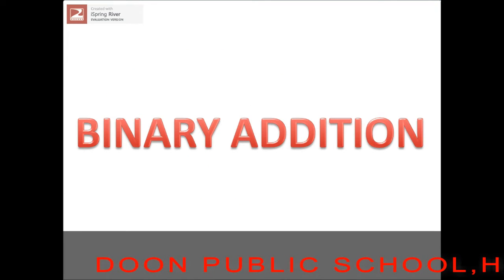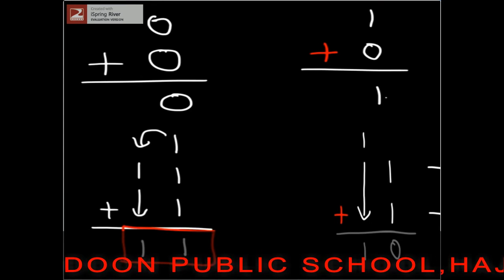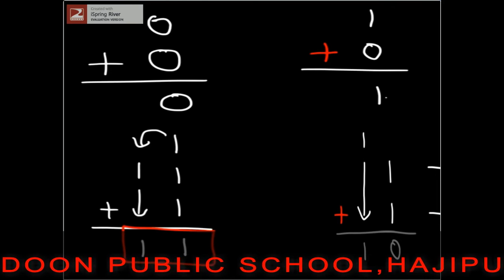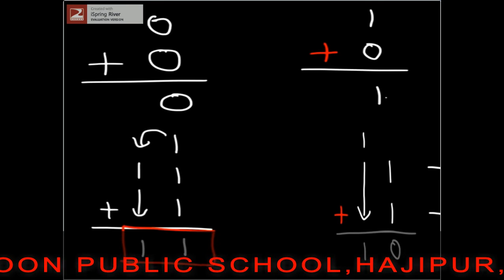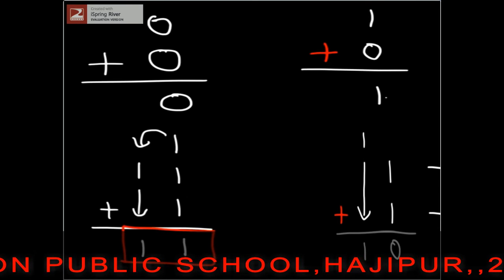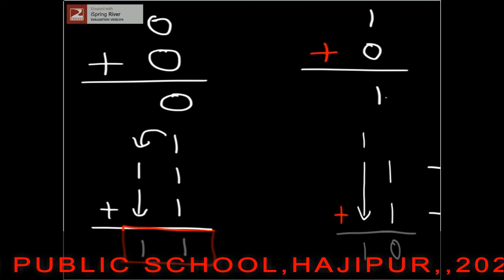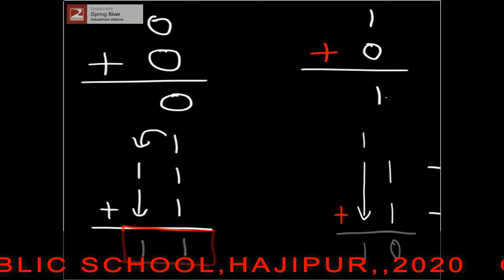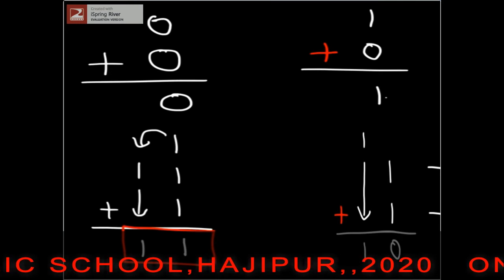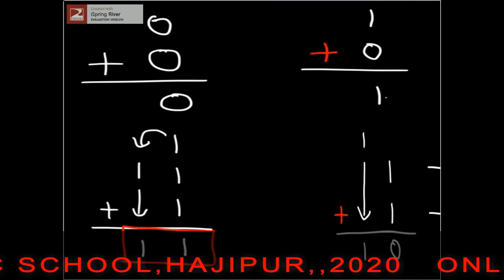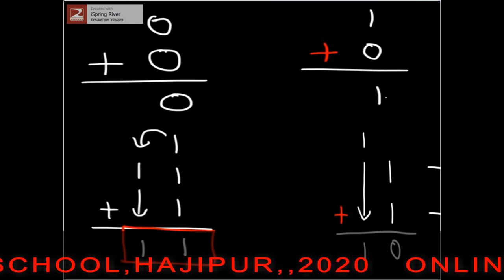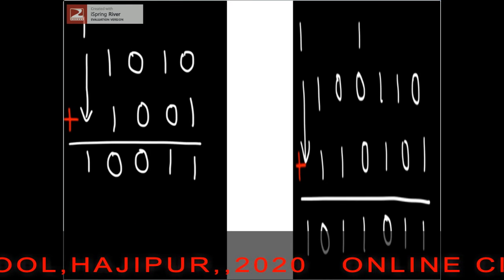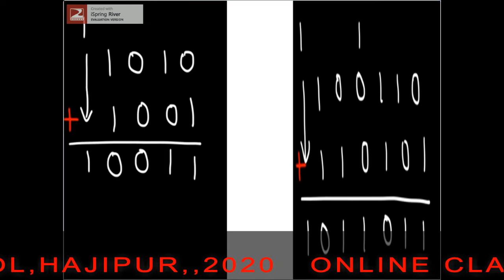Now binary addition. Some rules to add the binary numbers. 0 plus 0, 0. 1 plus 0, 1. Now if there are 3 numbers, 1, 1, 1, then its answer will be 11. And 2 ones, the answer will be 10. Now we will discuss some examples.